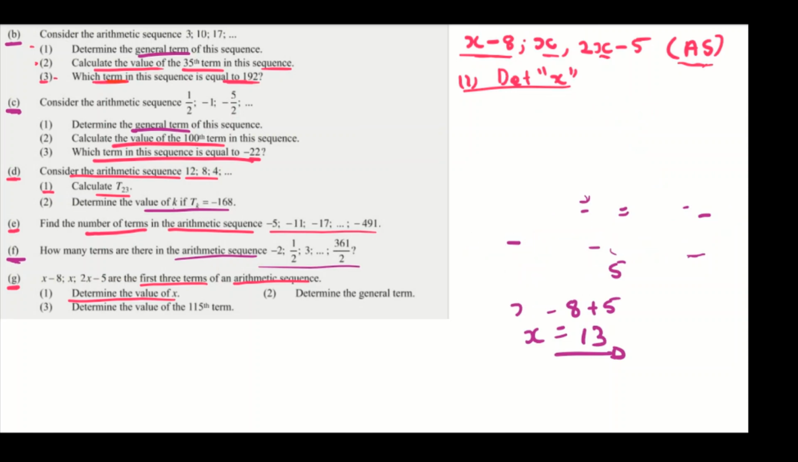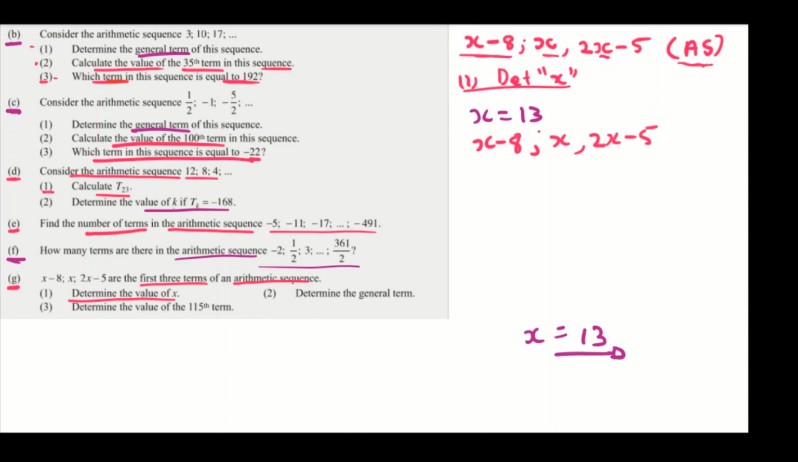Because you can find any value of x and assume that the answer is correct, and then once you continue to another question, your answer will further make you wrong. So it's always advisable to check if your answer is correct. So we have x minus 8 as our sequence, and x and 2x minus 5. But we know that the answer for our x is 13, right?